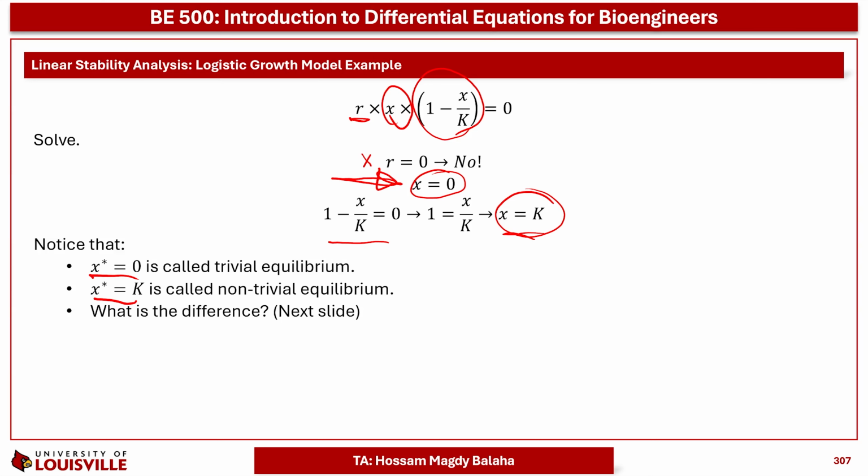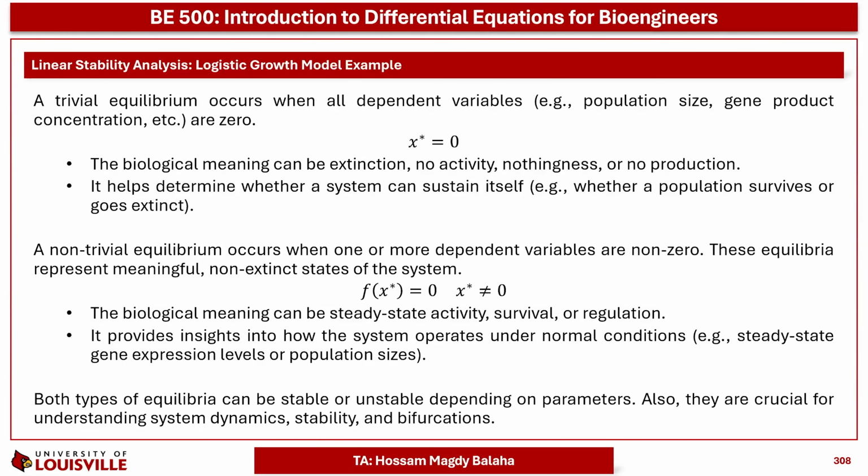When you find x or your variables equal 0, we can say it's a trivial equilibrium, and otherwise it will be a non-trivial equilibrium. So what is the difference between trivial and non-trivial? A trivial equilibrium occurs when all dependent variables, let's say x, y, and z, are 0, such as x equals 0. And the biological meaning behind that can be extinction, or no activity, or no production, or nothingness, and it helps to determine whether a system can sustain itself or not.